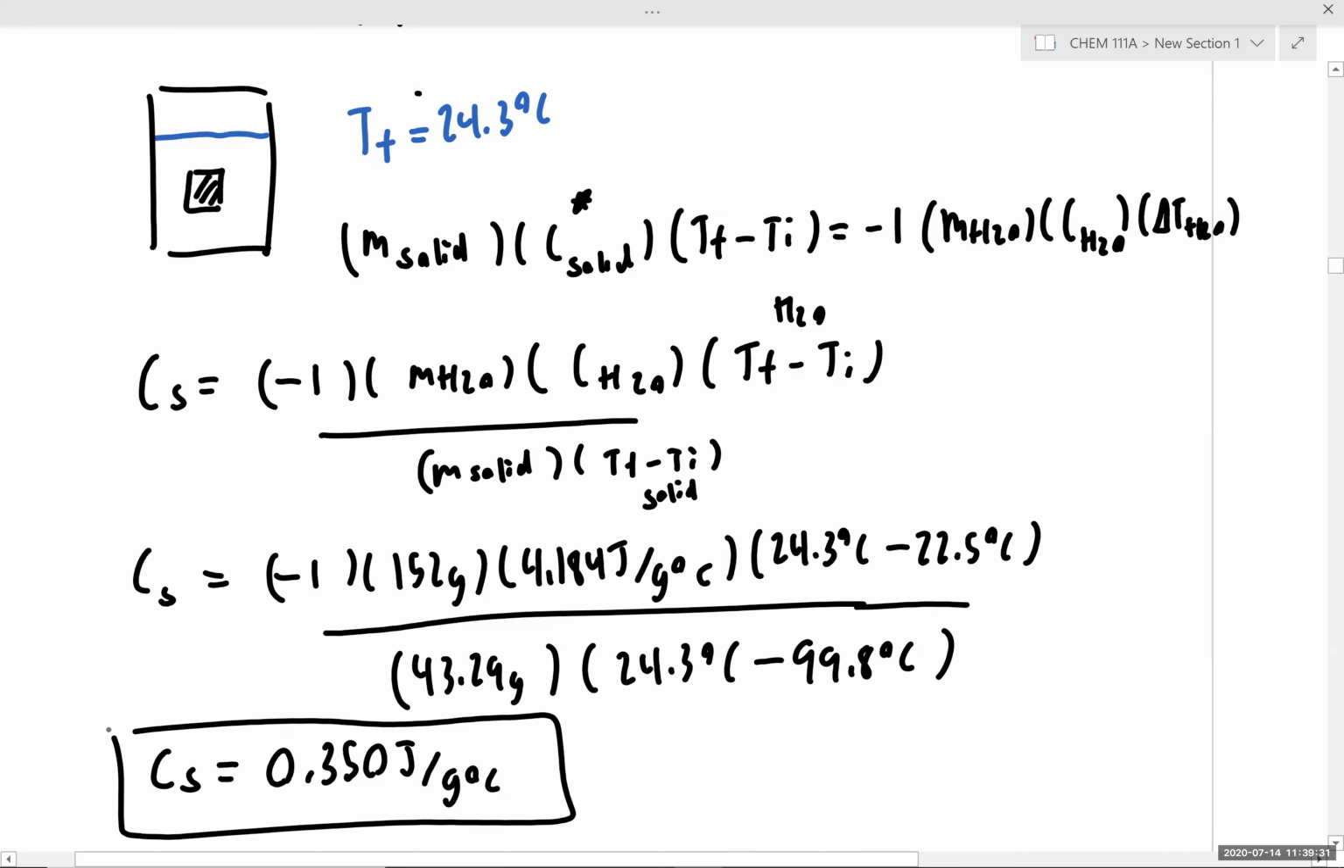Does this example make sense to everyone? Notice how if I punch in my numbers correctly, I get a positive specific heat. If for some reason you get a negative specific heat, you've likely made an error in your calculations. Does this example make sense?